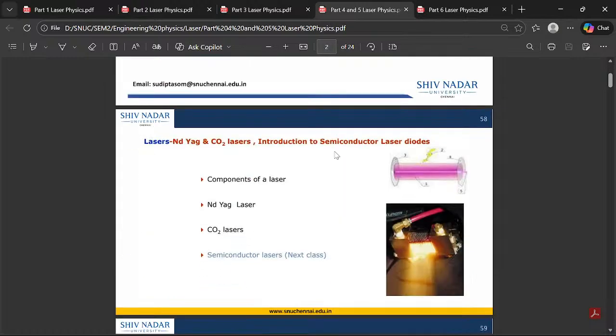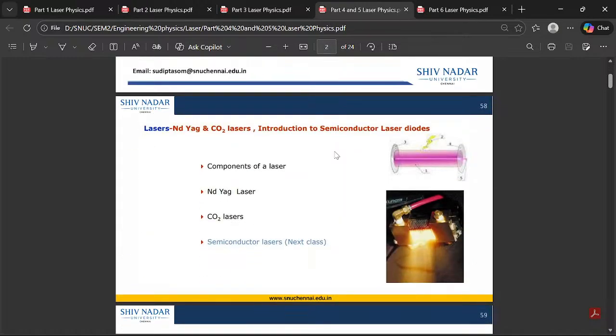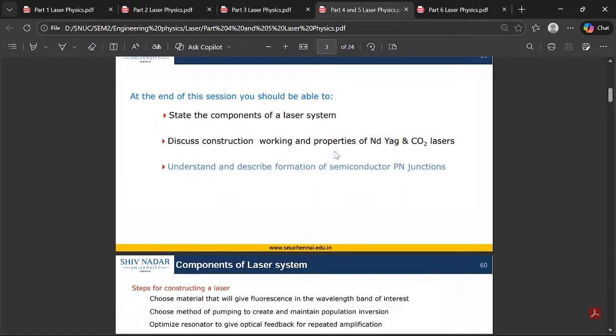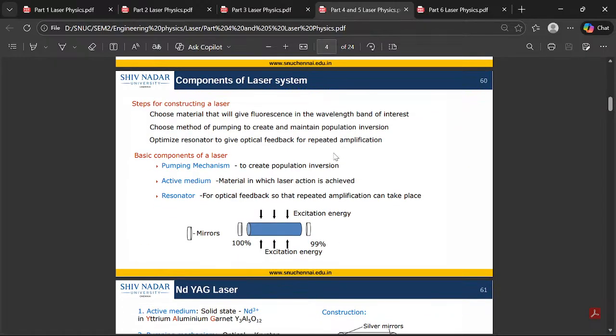Okay, now let's see about the types of laser: Nd:YAG, CO2, and semiconductor laser. So let's first see about the laser system, that we have previously seen. First, we must choose the material that will give the wavelength of interest. So we might need a wavelength for red, a different wavelength for green, different wavelength for blue, right?